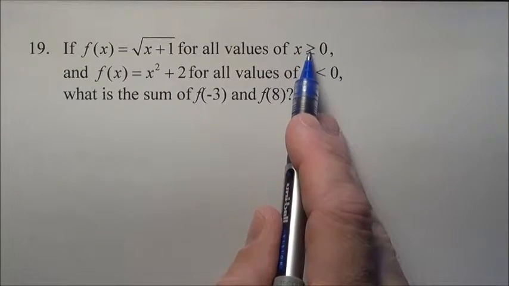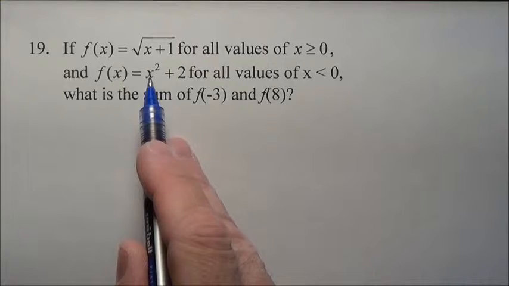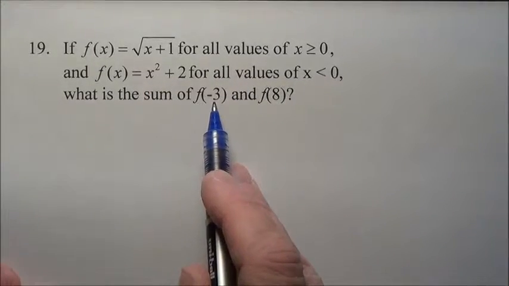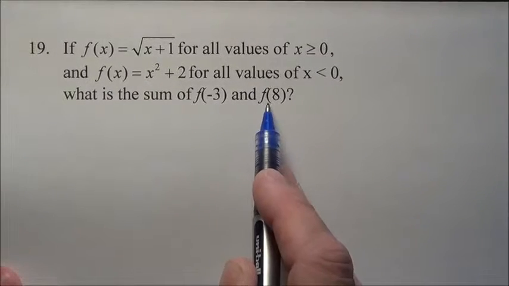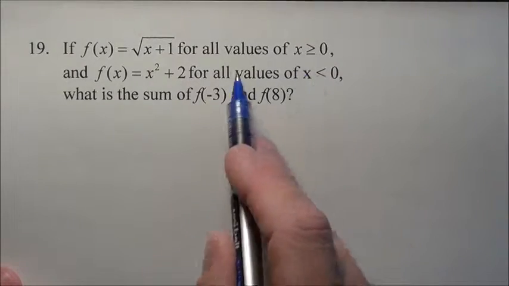So if it's 0 or larger, we got to use this equation. If it's less than 0, we use this equation. That's what this is meaning. It says, what is the sum of f of negative 3 and f of 8? If we plug in negative 3, which equation do we use?